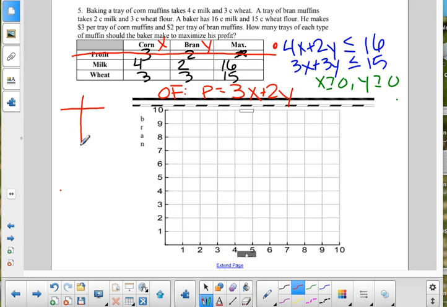Right. So a corn muffin takes 4 cups of milk, 3 cups of wheat. Corn is, my profits are on the top. I'm stupid. No, you're not stupid. Not even close.